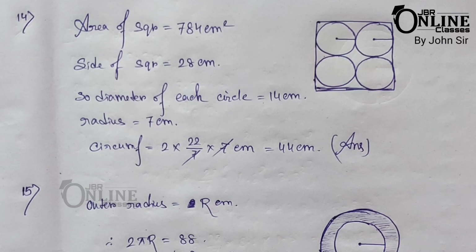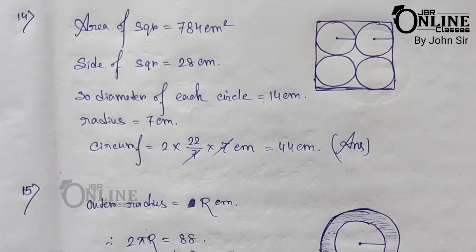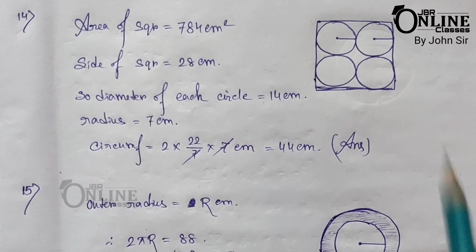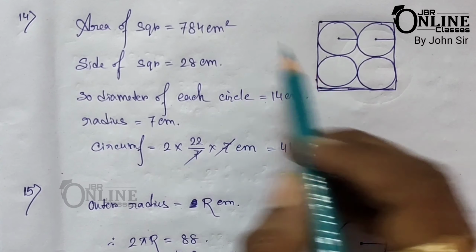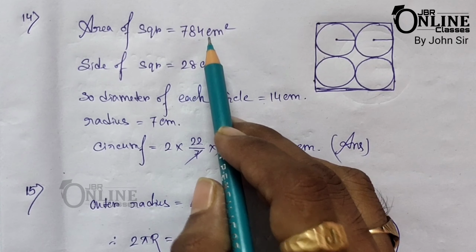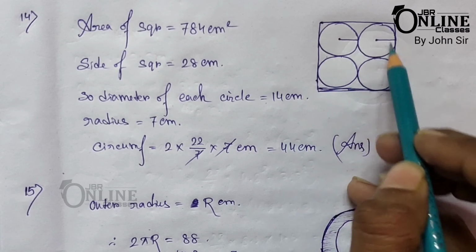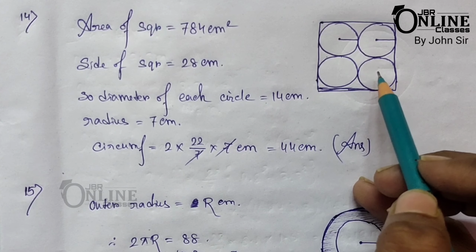Sum number 14. 4 equal sized maximum circular plates are cut off from a square paper sheet of area 784 centimeter square. What is the circumference of each plate? So that is a square whose area is 784 centimeter square. Now you have to cut off the 4 same size circular plates.